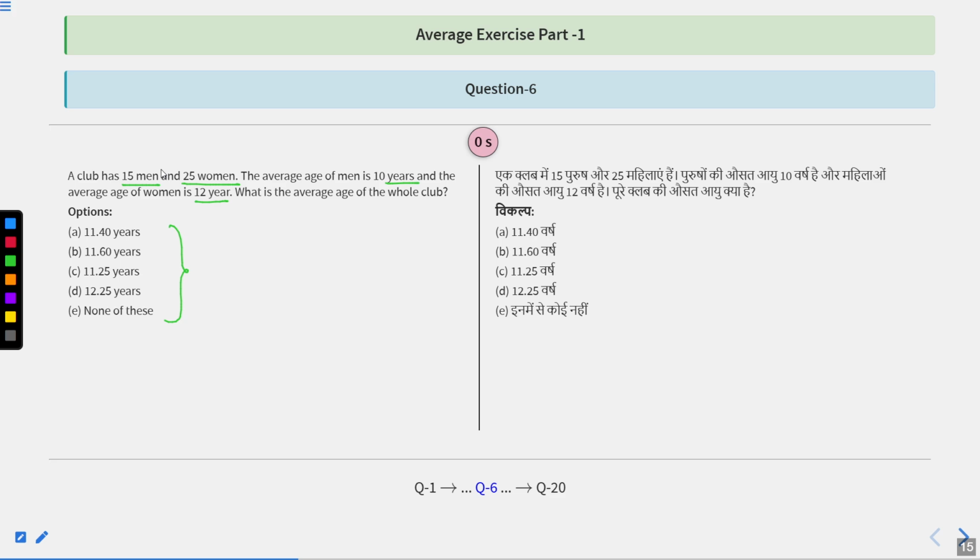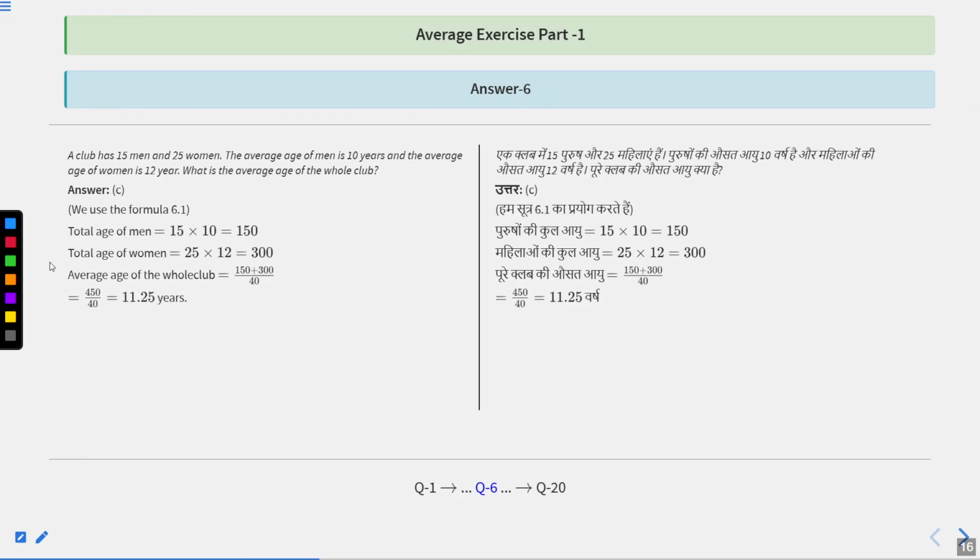Now time's up. Let's see the solution. The total age of men will be 15 men with an average of 10 each, so we multiply it and get the total age of men, 150. In the same way, the total age of women: total women is 25 and each woman's average age is 12. Multiplying it, we get the value 300.